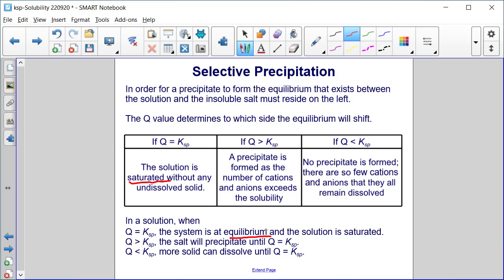If Q is greater than Ksp, then a precipitate is formed as the number of cations and anions exceeds the solubility. So in this case, we will see a precipitate until Q is equal to Ksp, at which point equilibrium is established. If Q is less than Ksp, then no precipitate is formed. There are so few cations and anions that they all remain dissolved. And so more solid can dissolve until Q is equal to Ksp. We would say that that's an unsaturated solution.